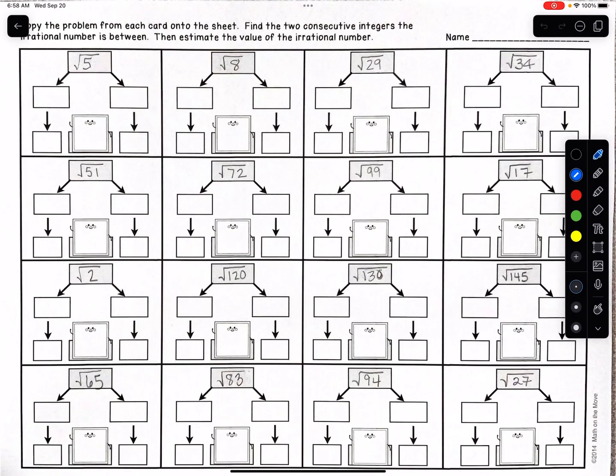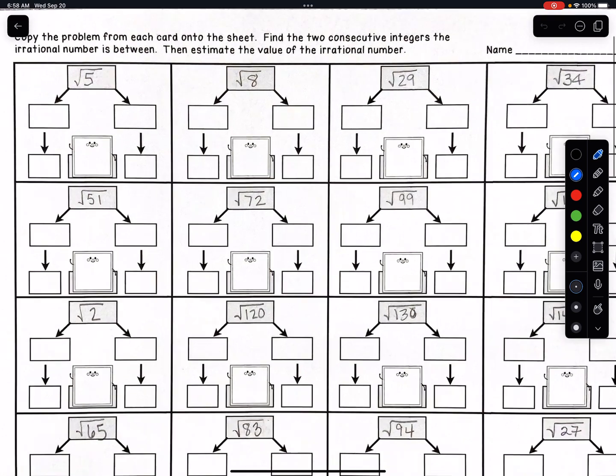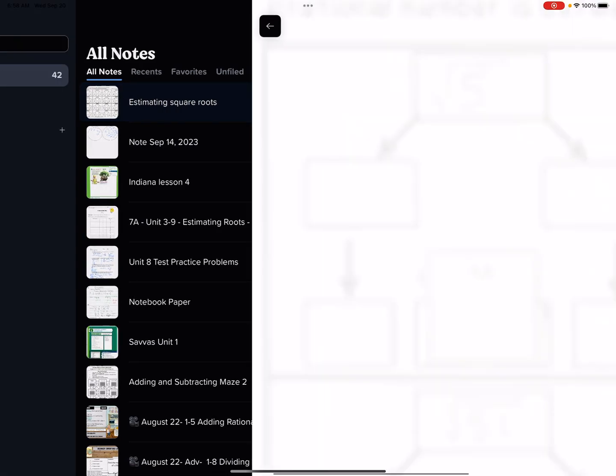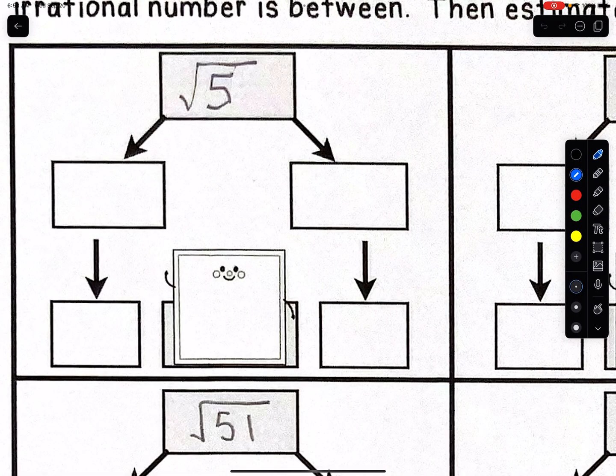Okay, today we are going to learn how to easily guess or estimate the non-perfect squares. So we're going to start at the top, make sure everybody can see it, and we're looking at the square root of 5.